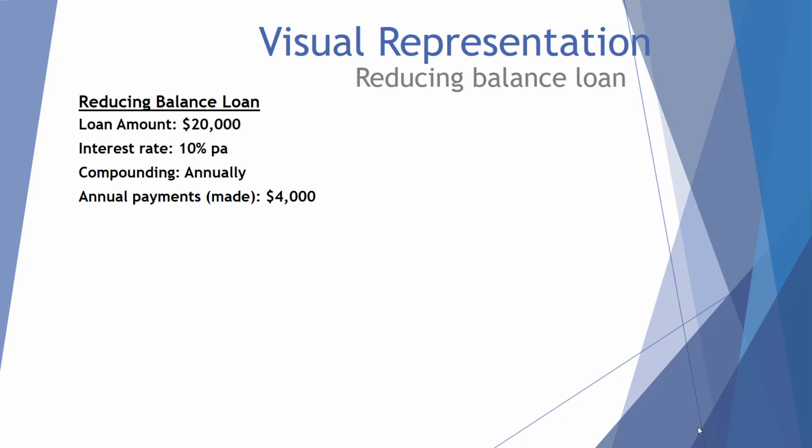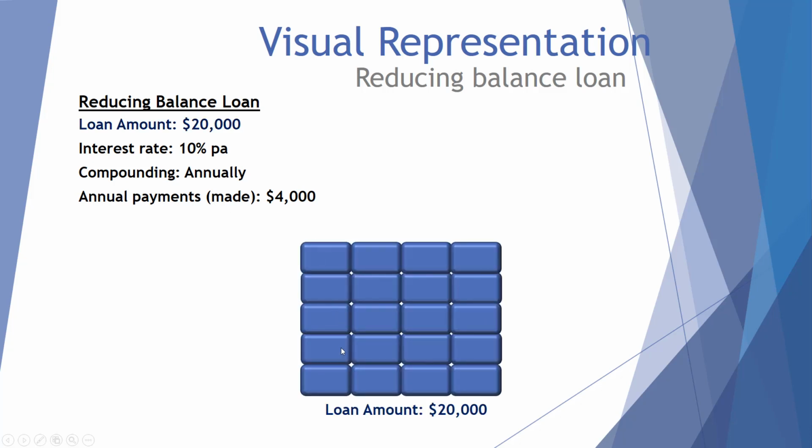So first of all, we have a reducing balance loan. In this example, we have a loan amount of $20,000, an interest rate of 10% per annum, compounding annually, and the annual payments being made to this loan is $4,000. So here's our loan amount of $20,000, where every little rectangle represents $1,000.